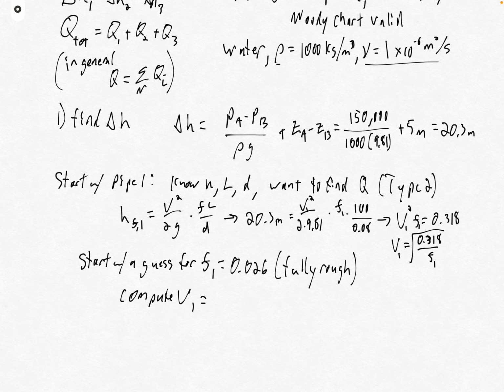And so now compute V1, which is equal to the square root of 0.318 divided by 0.026. Then we're going to take the square root of that, and there we go. Square root of 0.318 divided by 0.026, we're going to get 3.5 meters per second.